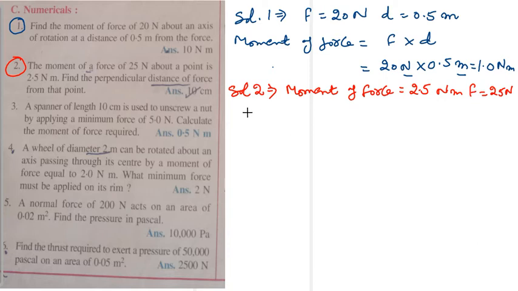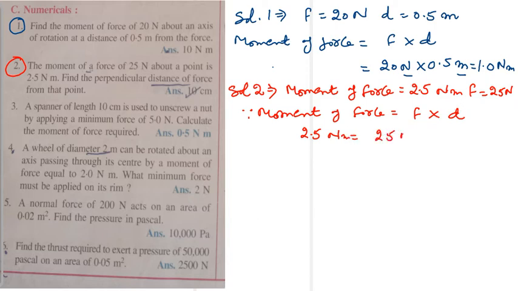So as we know, moment of force is equal to force F into distance D, right? So force F is 25 newton and moment of force is 2.5 newton meter. Force F is 25 newton and we have to find out D. So therefore D would be 2.5 newton meter upon 25 newton, right? Since this newton got cancelled with this newton.